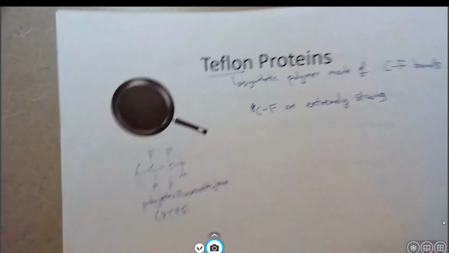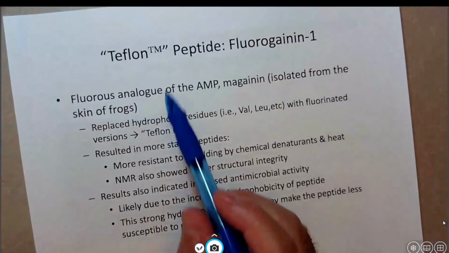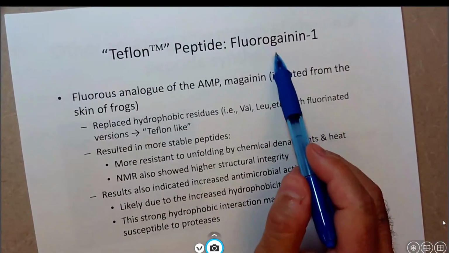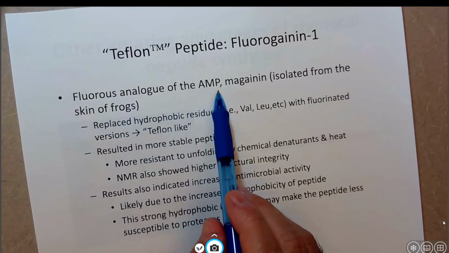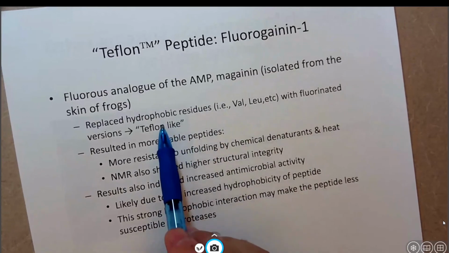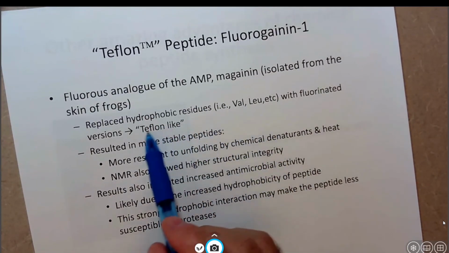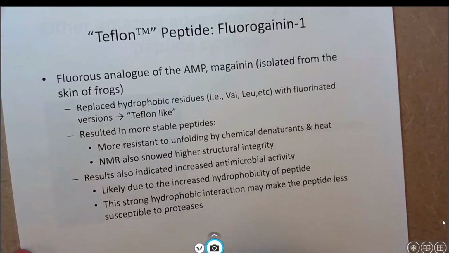So what they noticed was that they developed something called Teflon peptide fluorogynin-1. It's a fluorous analog of the antimicrobial peptide meguinin, isolated from the skin of frogs. They replaced the hydrophobic residues with fluorinated versions to make them Teflon-like. And what was really interesting was that these resulted in more stable peptides.